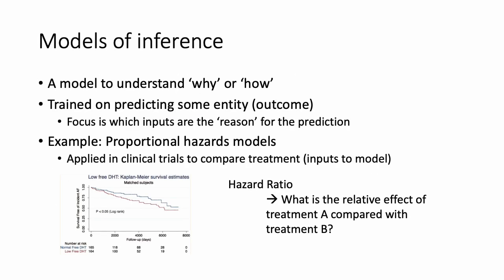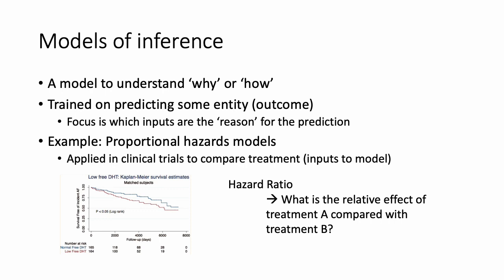In converse of those are models of inference. So these are probably the ones that most people are the most familiar with. These are models to understand the why or how. They're trained to predict some entity. Again, models are all trained to predict something, but here the focus is on the reason that their prediction occurred. It's really on the inputs. It's not on the output. It's not on the why.